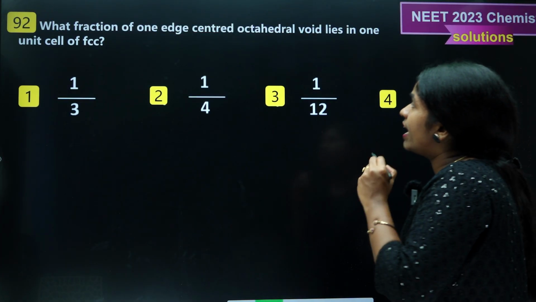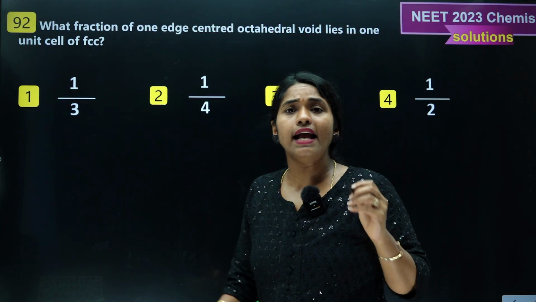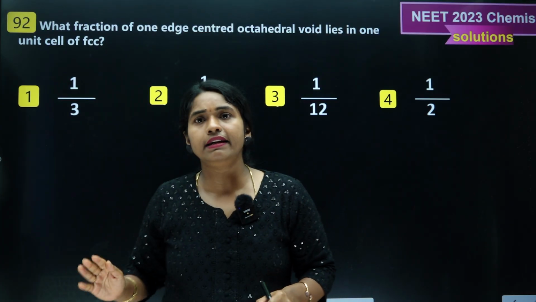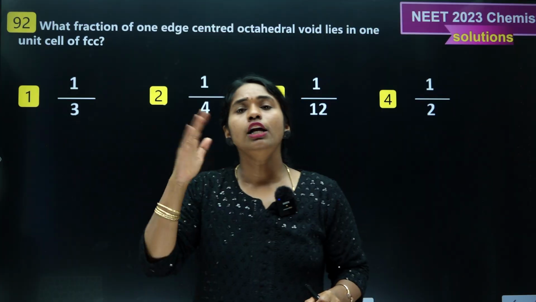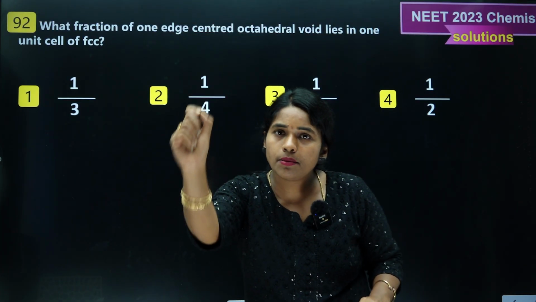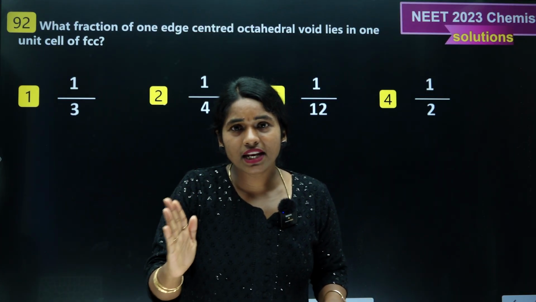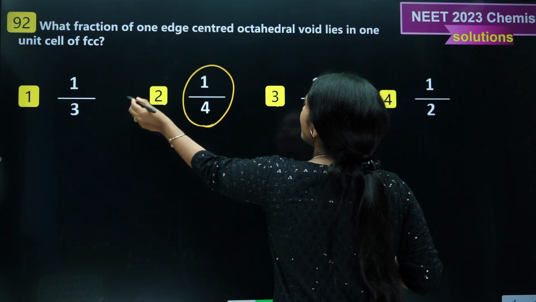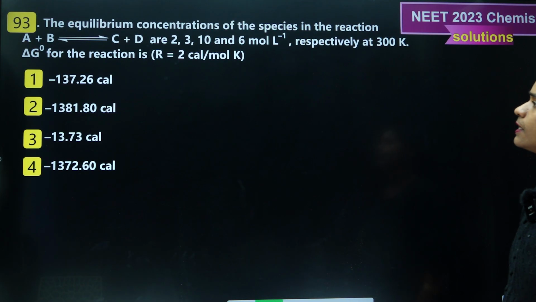What fraction of one edge-centered octahedral void lies in one unit cell? Actually, octahedral voids lie at edge centers and body center. So there are a total of 12 edge centers, and each edge center contribution is 1/4, because it will be shared with 4 other unit cells. So here 1/4 is the correct answer.